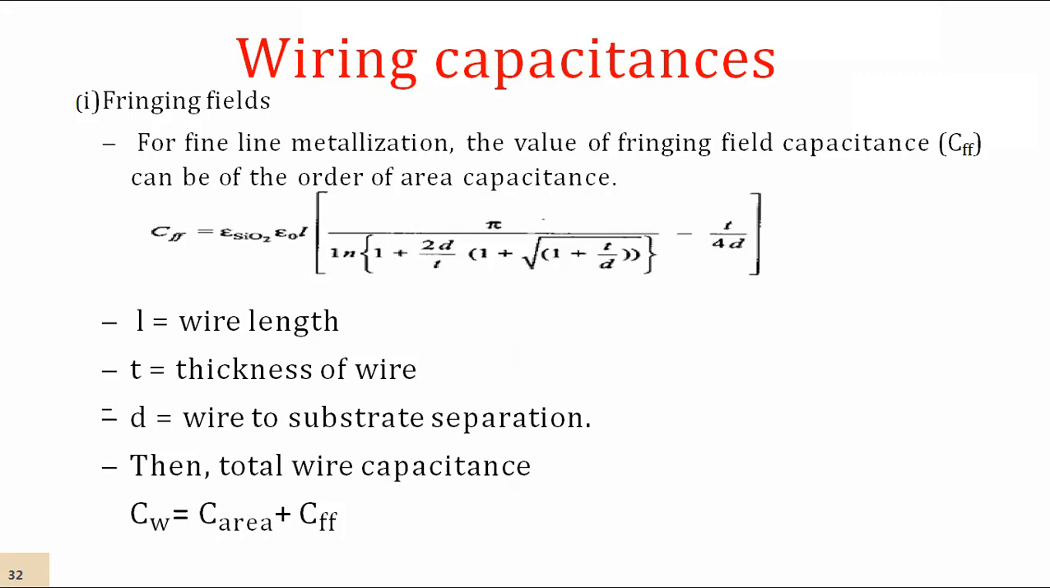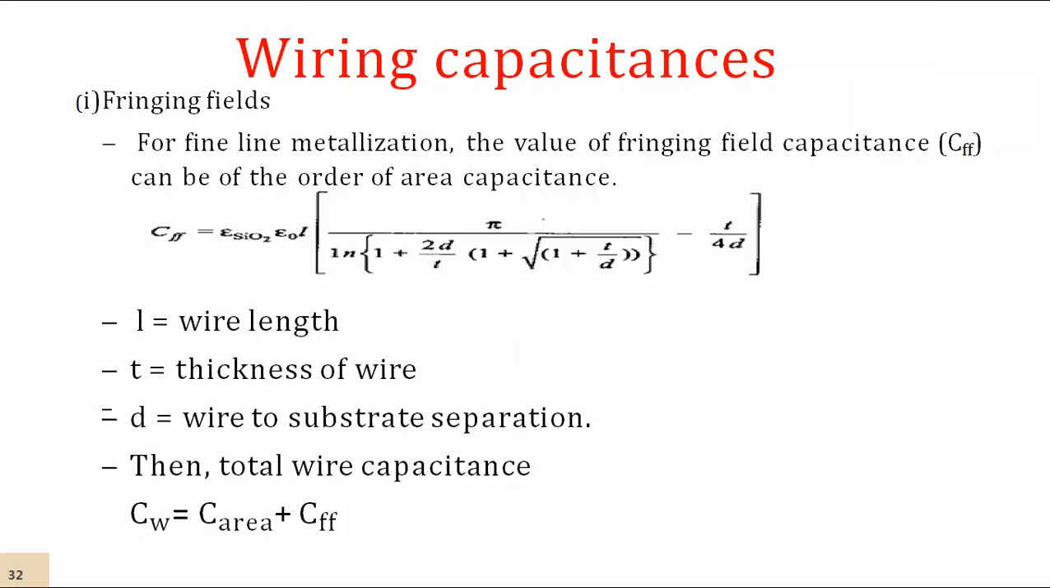Which contributes to the overall wiring capacitance. Okay, it increases the capacitance value. There are three such sources of wiring capacitance. Among them, the first one is the fringing field. This is one of the sources of wiring capacitance.